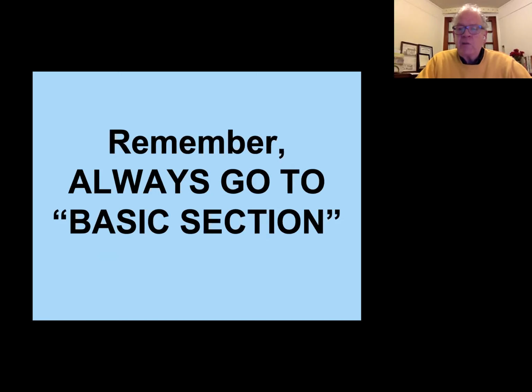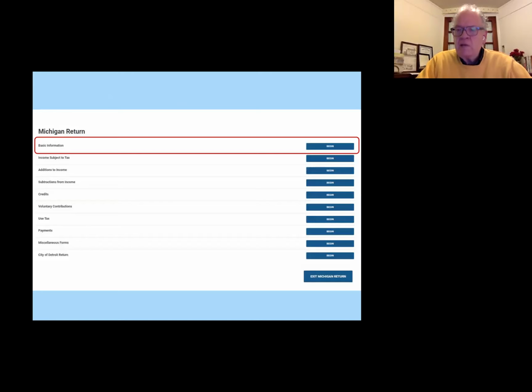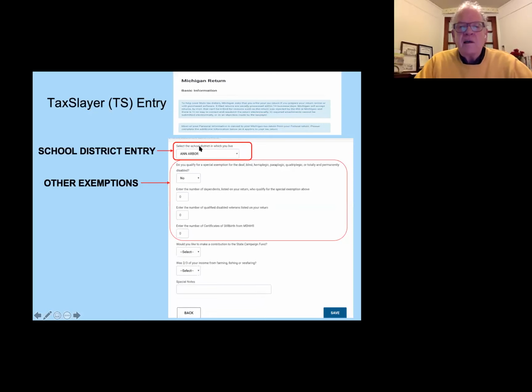Remember, you always should go to the basic section. Always. In the beginning of our evening, I pointed that out. That's what it looks like in the opening page of the Michigan software. You put the school district in, you answer these questions, and they apply in the return. So it's important we get it right.